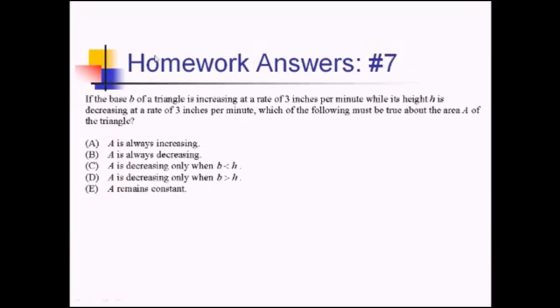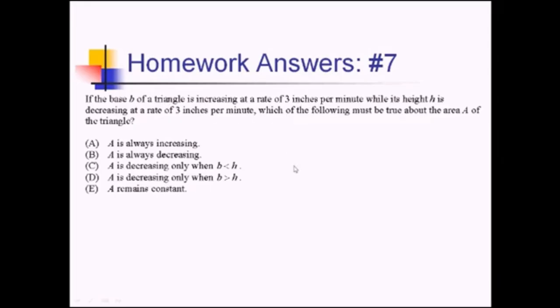For number 7, the base of a triangle is increasing at a rate of 3 inches per minute. Its height is decreasing at the same rate. Which of the following must be true about the area of the triangle? So we're talking about area always increasing, decreasing under certain conditions, or constant. These are all talking about the value of A prime. So with these related rates going on, let's just set up the area formula for a triangle and then take the derivative of everything with respect to time and see if we can sort this out.